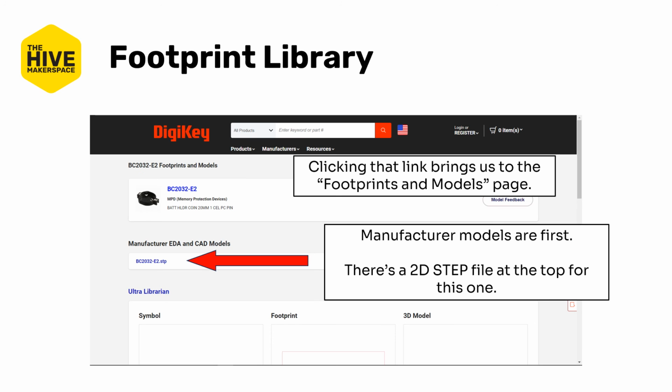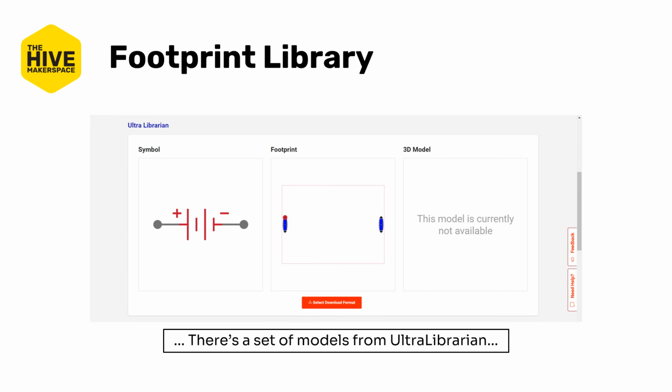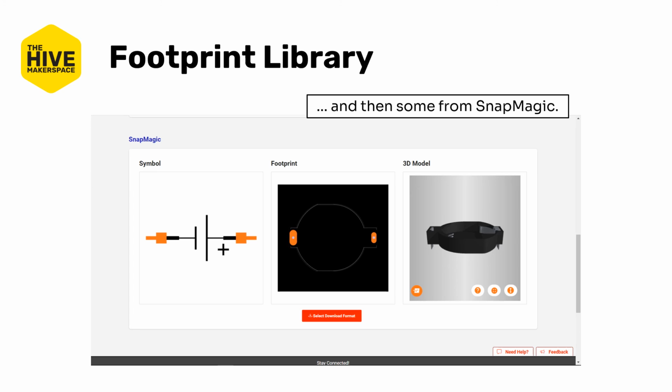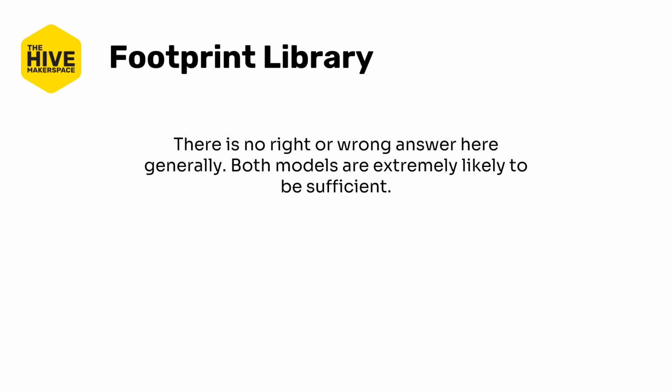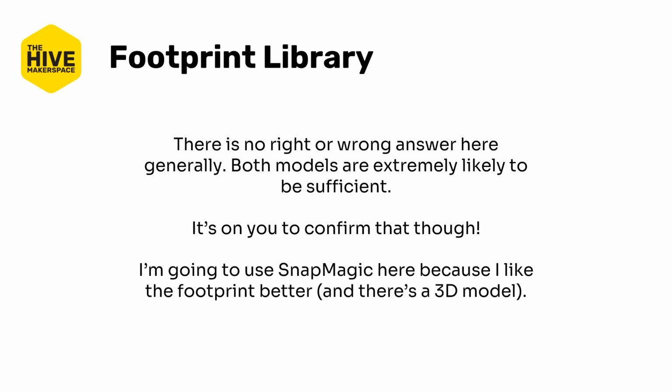They give you a 3D step file at the top for this one. We can scroll down to see a set of models from Ultra Librarian or from SnapMagic. Which to use? There's no right or wrong answer. Both are very likely to be sufficient. It is up to you to confirm that, though, as with all footprints. I'm going to use the SnapMagic one because I prefer the footprint. It looks better, and there's also a 3D model.